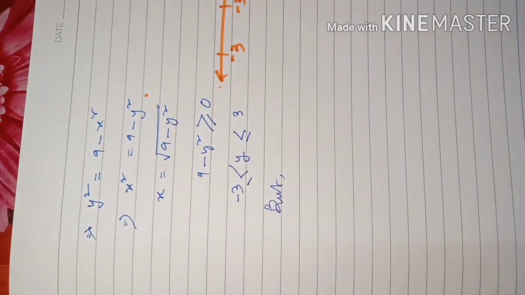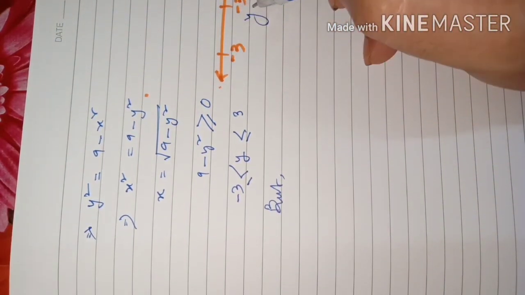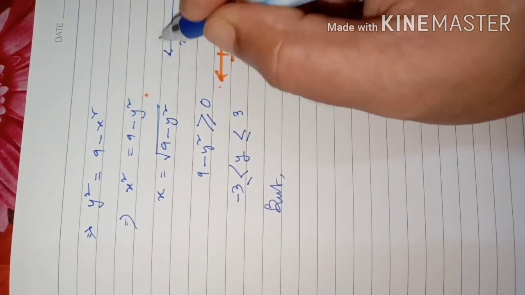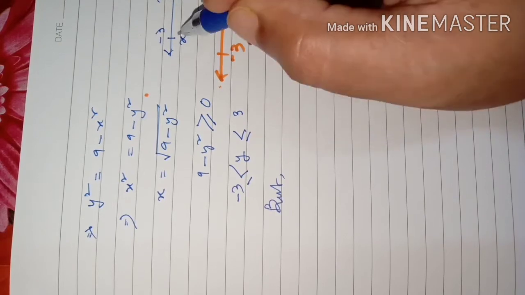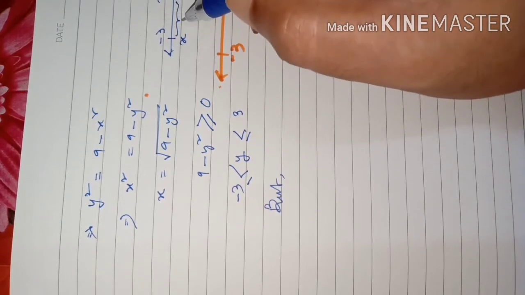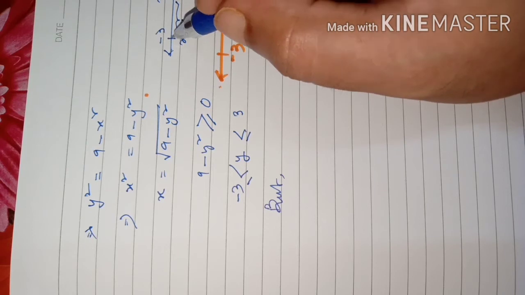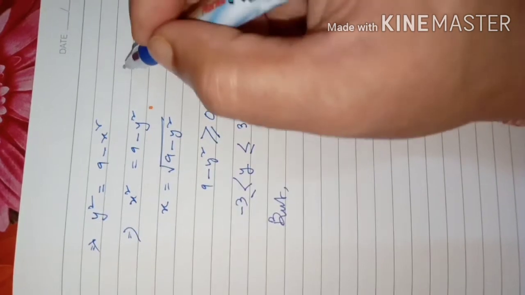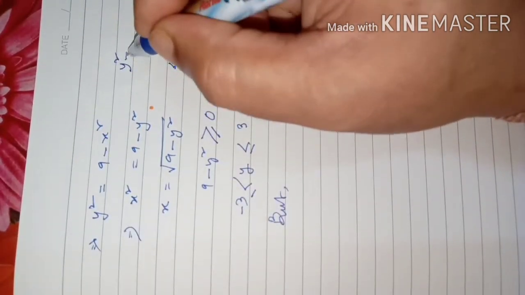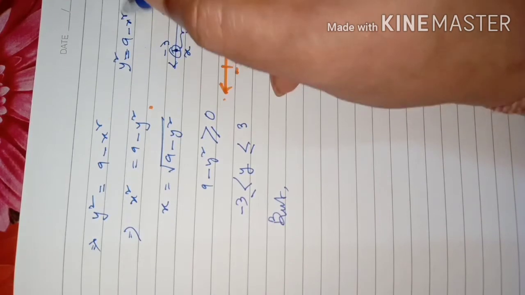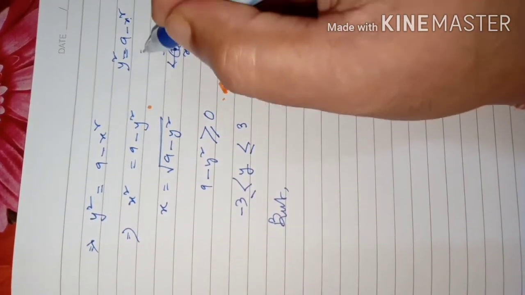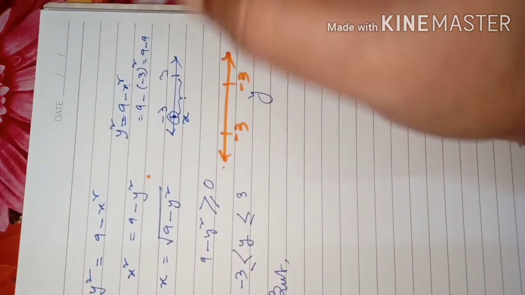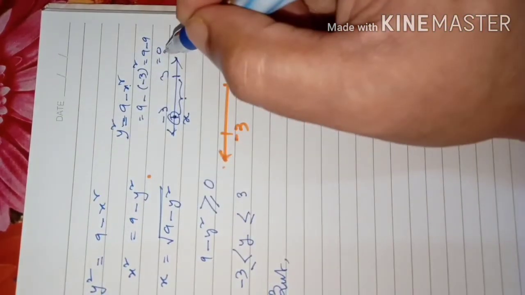But there is a restriction, because this is for y we are looking for, and for x what we got? X lies between minus 3 and plus 3. So x will take from here. Suppose we take minus 3 as a value of x, then our function was what? Y square equal to 9 minus x square. If you take here minus 3, what you will get? 9 minus 3 square is equal to 9 minus 9. 9 minus 9 equal to 0. So y square equal to 0 means y is equal to 0.